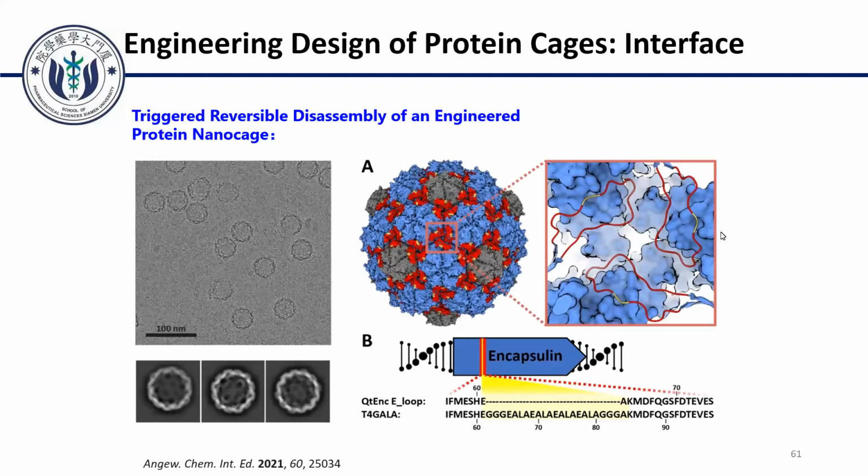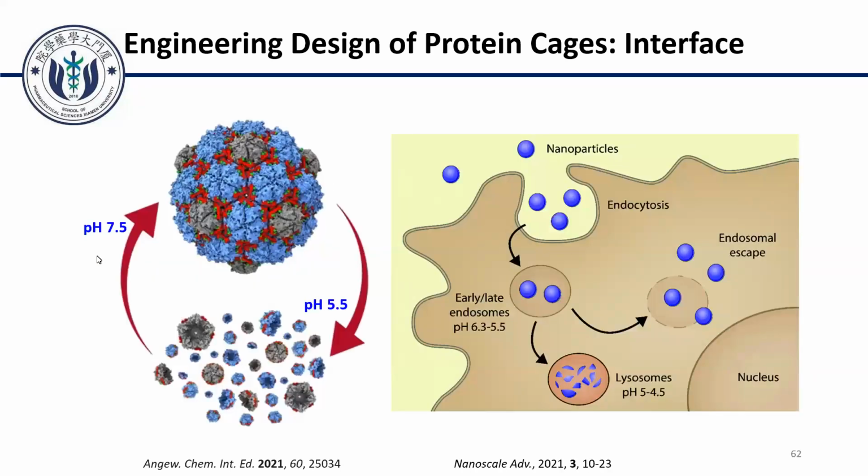And here's another example for interface engineering. This work was actually published in Angewandte Chemie in 2021. If you are interested, I again refer you to this literature; you can read and follow it. Here they engineered a specific loop at the interface of this encapsulin, and this loop is also pH dependent. In the encapsulin they have much smaller pores, so the pore size is smaller than 1 nanometer, and you wouldn't have a drug leaking problem in this case.